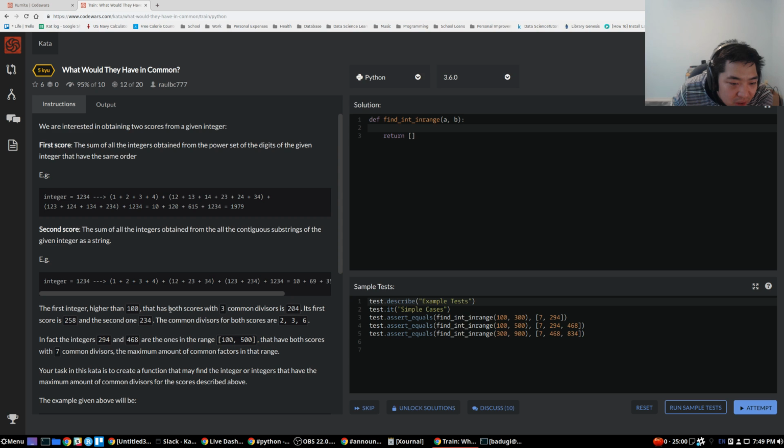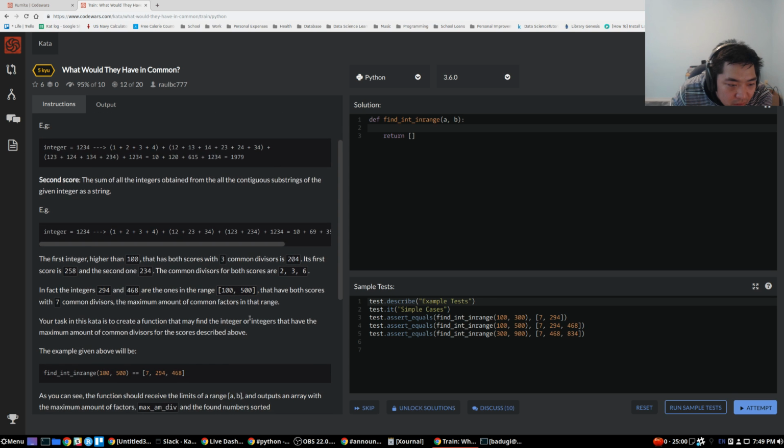The first integer higher than 100 that has both scores with 3 common divisors is 204. What, really? Are we still talking about 1, 2, 3, 4, or are we talking about just 204? Its first score is 258, the second one is 234. The common divisors of both. In fact, the integers 294 and 460 are the ones in the range of 1 to 5 that have both scores with 7 common divisors. The maximum amount of common divisors in that range.